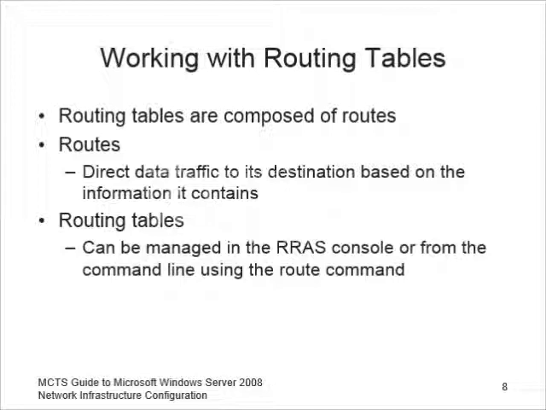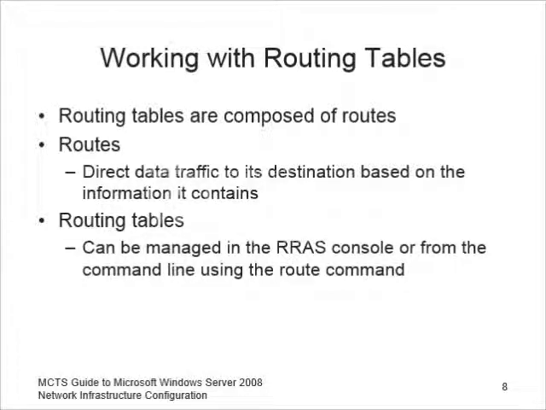You can view the routing table by using either the Routing and Remote Access console or the command prompt. In the Routing and Remote Access console, you must expand the IP Routing node, right-click the Static Routes node, and then click Show IP Routing Table. On the other hand, to view the routing table from the command prompt, key Route Print, and then press Enter.